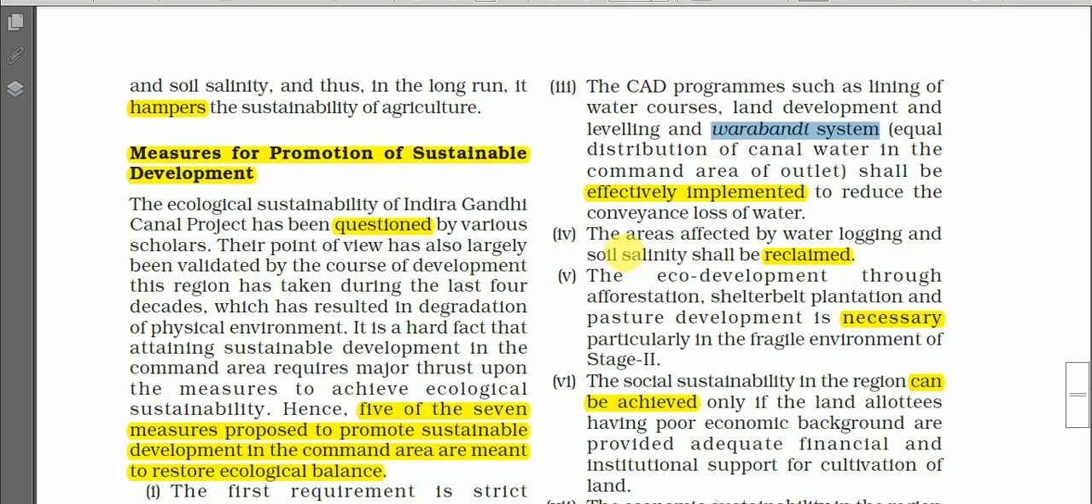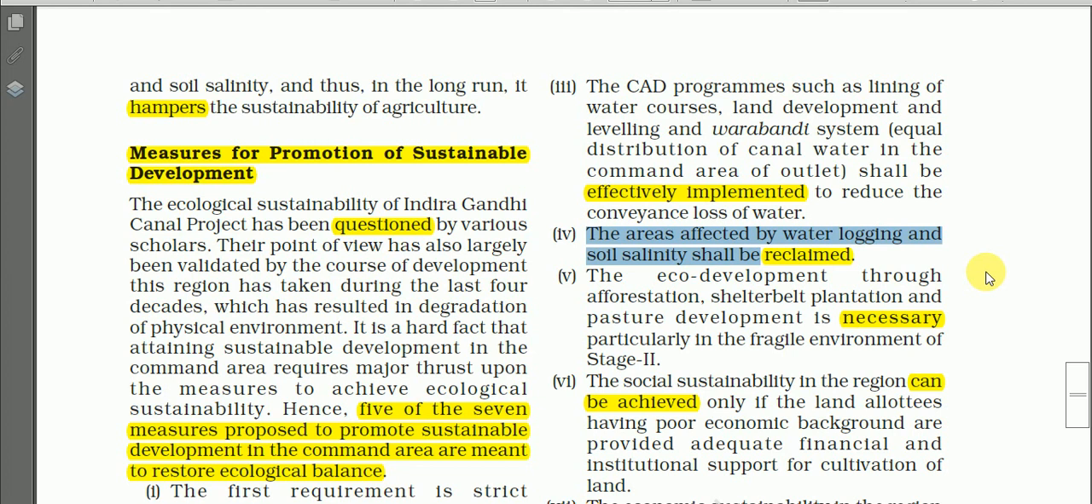Then number four, the areas affected by water logging and soil salinity shall be reclaimed. The area which is affected by water logging and soil salinity must be reclaimed. For example, from the waterlogged areas, inundation canals and small channels may be dug out to drain away the water, or we may grow perennial fast growing trees like eucalyptus, and this is what I call biodrainage. So when the eucalyptus trees grow in that area, then the logged water in that area will be absorbed, will be utilized.